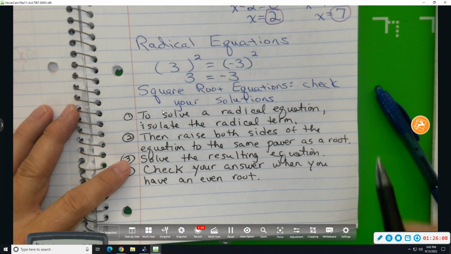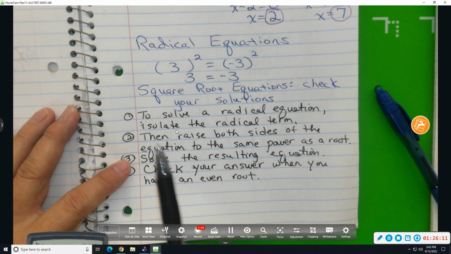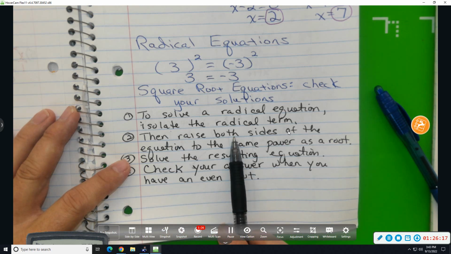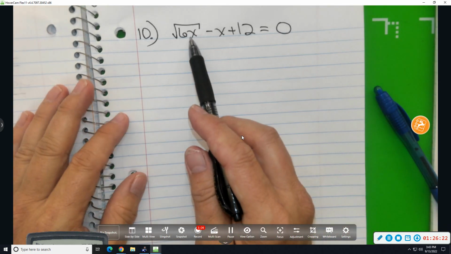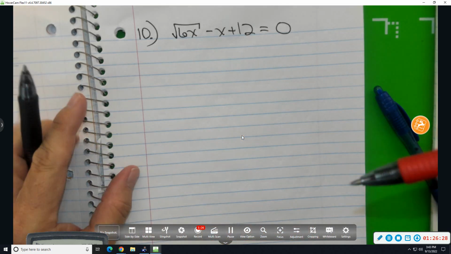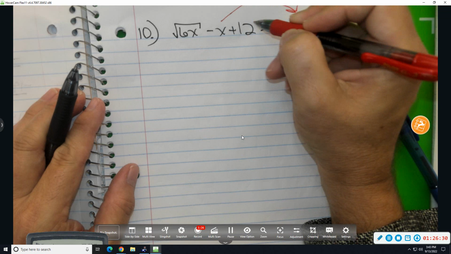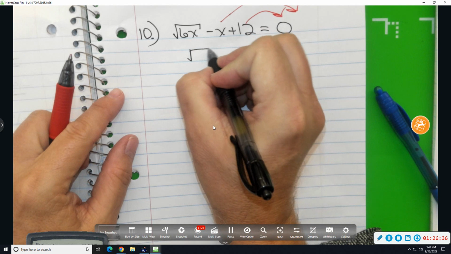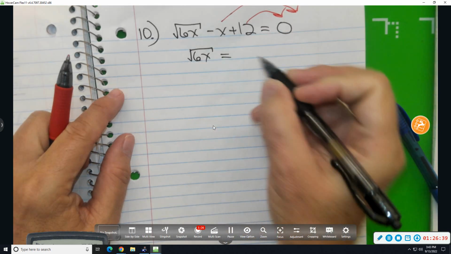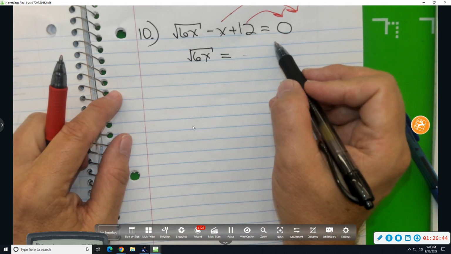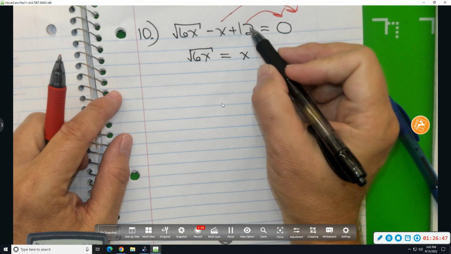Remember the sentences my brother wrote out. To solve a radical equation, you first isolate the radical term. Then you're going to raise both sides to the power. So, we have to isolate the radical term. So we need that square root of 6x by itself. We're going to have to move these terms over, aren't we? So we'll have a square root of 6x equals, what are we going to have over here? That minus x is going to become a positive x. That plus 12.